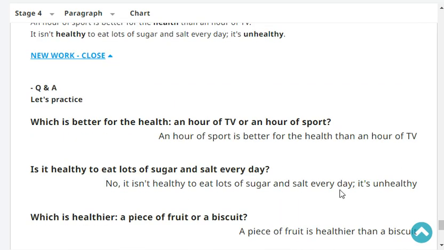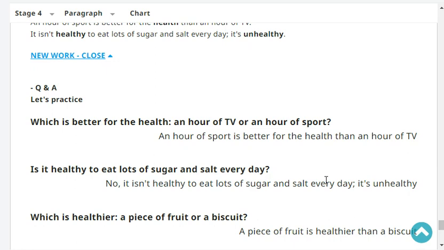Okay, let's practice. Which is better for the health, an hour of TV or an hour of sport? An hour of sport is better for the health than an hour of TV.